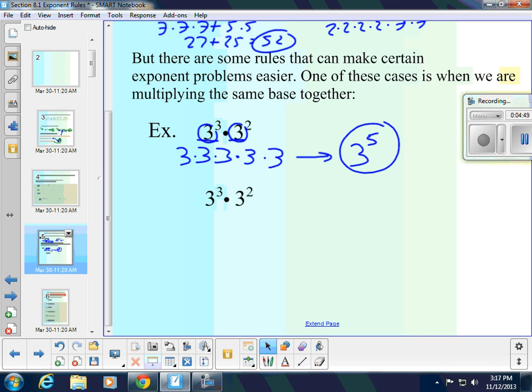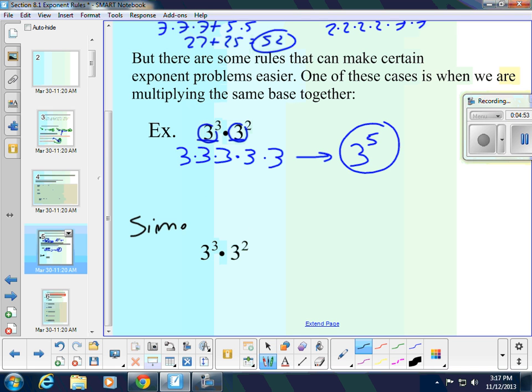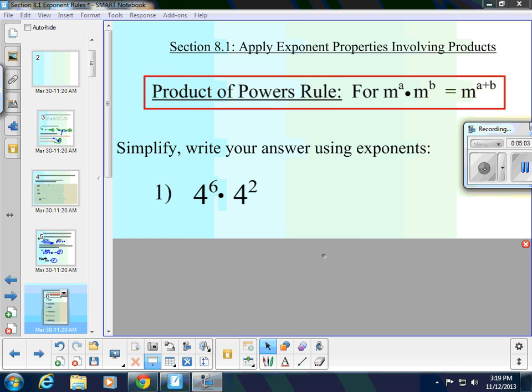So when you see a problem like this, and the directions might say simplify or write as a single power, 3 to the third times 3 squared is just 3 to the 5th power. So this is our first rule. Again, we'll learn a bunch of different rules in this chapter, but this is the first one.